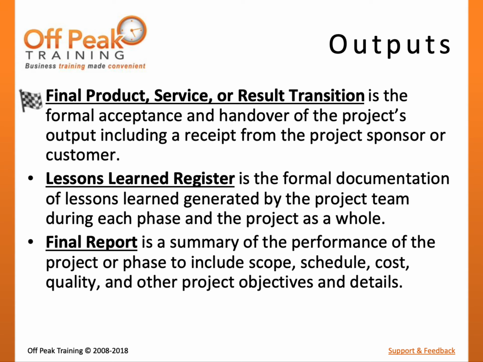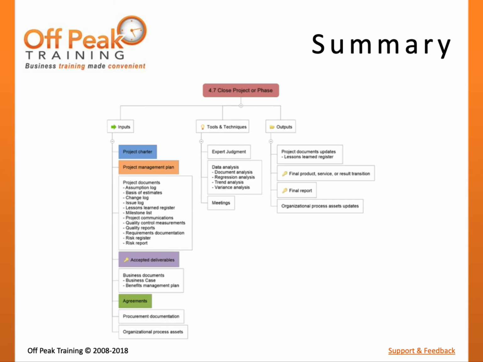The final report is a summary of the performance of the project or phase to include scope, schedule, cost, quality, and other project objectives and details. The close project or phase process involves the review and finalization that all project activities and objectives have been properly completed. This process happens after deliverables have been accepted, therefore focuses more on internal closure procedures.